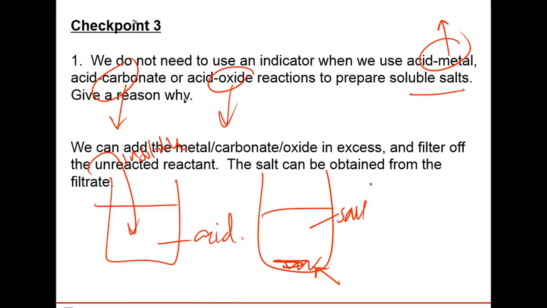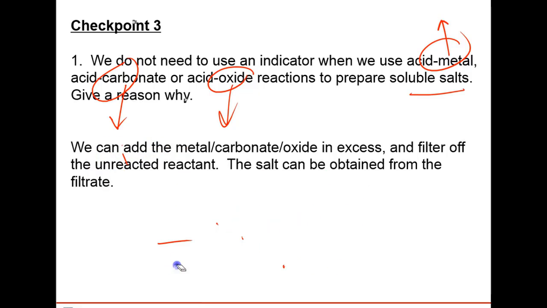So what is the answer? Simply it's because we can add in excess, and then we filter off, and we just get the salt from the filtrate. So there's no need to use an indicator to show us that all the acid has completely reacted, because once the acid is gone, my metal, my carbonate, or my oxide will remain in the solution.